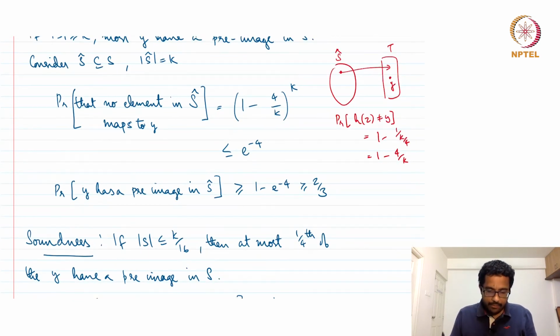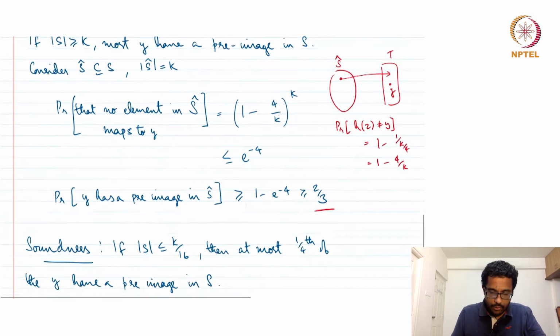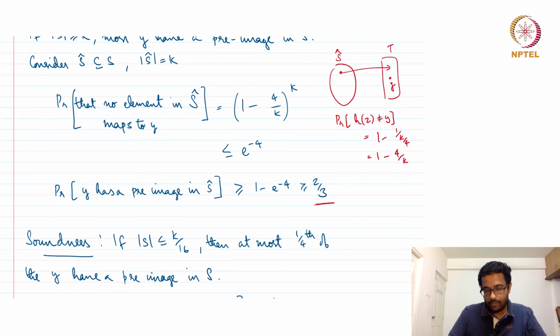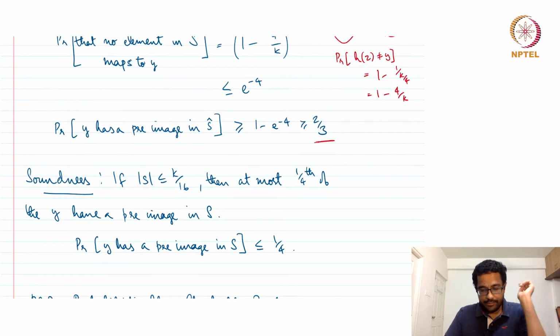Okay. So what is the probability that Y has a pre-image? That is the complement event. Some element maps to Y. It is at least 1 minus e power minus 4, which is way bigger than 2/3. This is 1 minus e power minus 4 is much closer to 1, right? So the probability that Y has a pre-image in S hat is at least 2/3 in the yes instance. And in the no instance, we want to show that the probability that Y has a pre-image is at most 1/4. So that is the soundness. Suppose the size of S is at most K by 16, right?